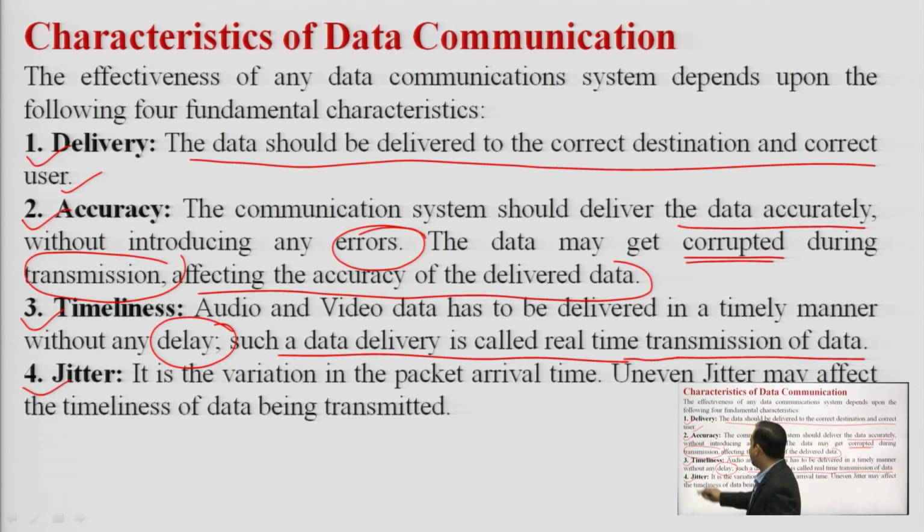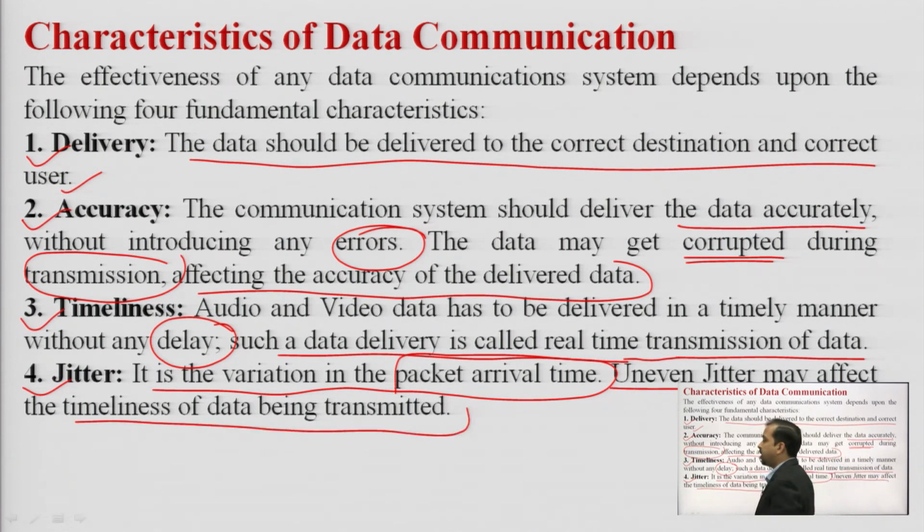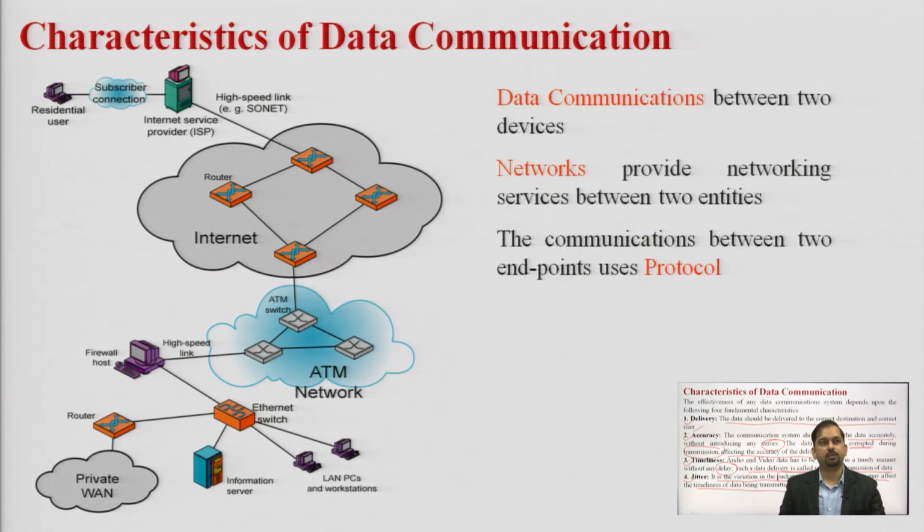Next is jitter. Jitter is basically the variation in the packet arrival time. Uneven jitter may affect the timeliness of the data being transmitted. Means, let us say the first packet is transmitted, and it is received after a large amount of time, and we receive the second packet before the first packet, then again it is called jitter. So timely arrival of the packet is an important characteristic of data communication.